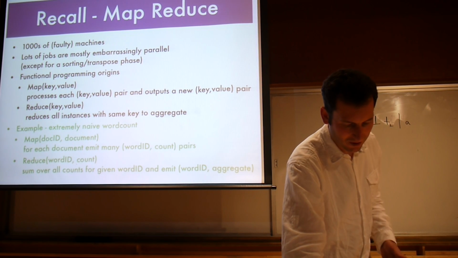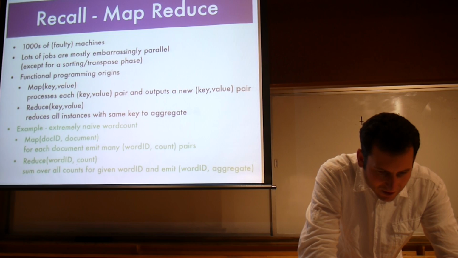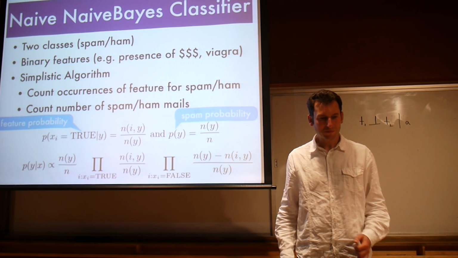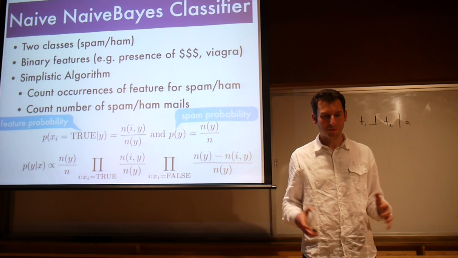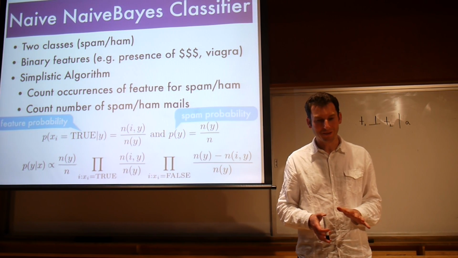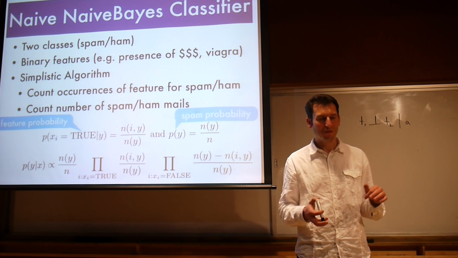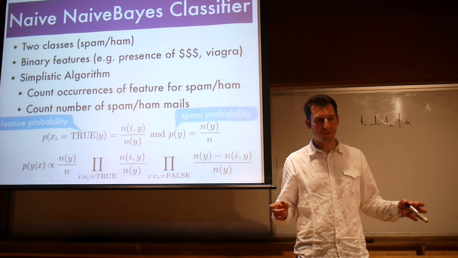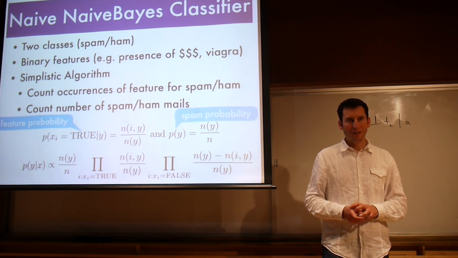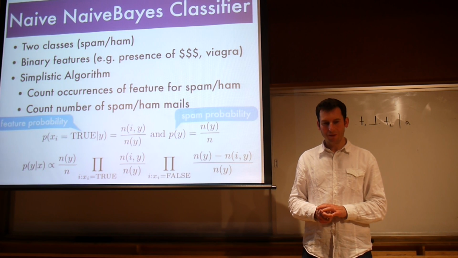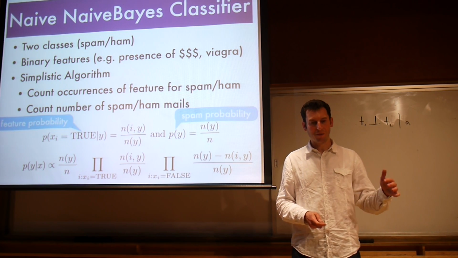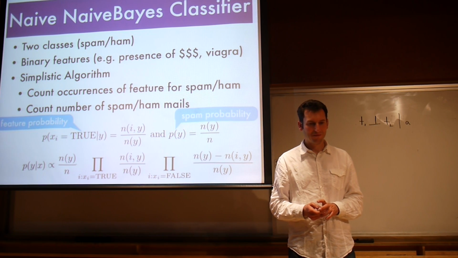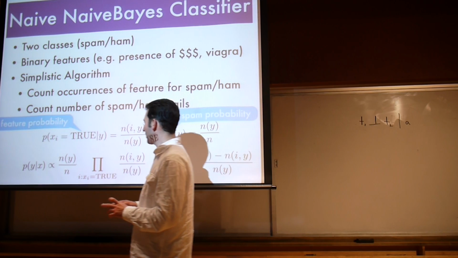So, this was the word count that we had. Now, let's go for the Naive Bayes classifier. And I'm going to make it really, really simple to make sure we get the basic idea across, and then you can easily think about how you can make it much better. So you have two classes, spam and ham, binary features, like whether the word is there or not. And the algorithm does something very simple. It just counts whether a particular feature occurs for ham or for spam, and it counts the number of ham and spam emails.